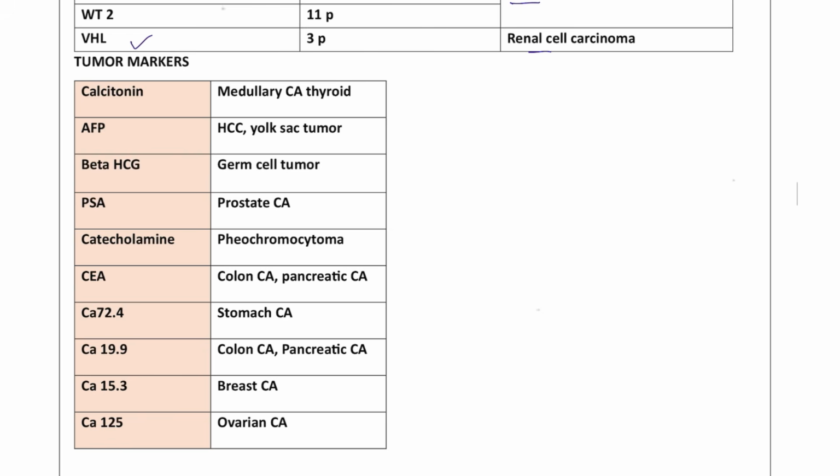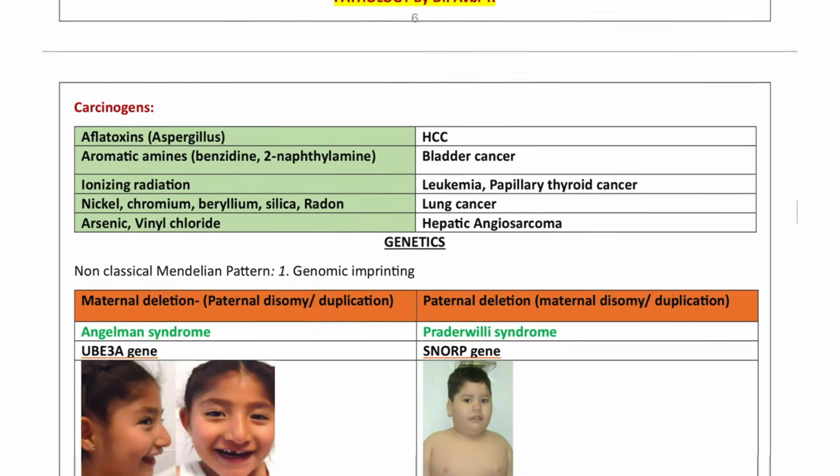Next, tumor markers. Calcitonin is for medullary carcinoma, AFP is for hepatocellular carcinoma and yolk sac tumor, beta HCG is for germ cell tumor, and also choriocarcinoma, right? Choriocarcinoma we also check with beta HCG. PSA is for prostate carcinoma, catecholamine is for pheochromocytoma, CEA is for colon and pancreatic carcinoma, CA72 for stomach, CA19 is for colon and pancreatic, best for pancreatic is CA19, CEA is best for colon. CA15 is for breast and CA125 is for ovarian carcinoma.